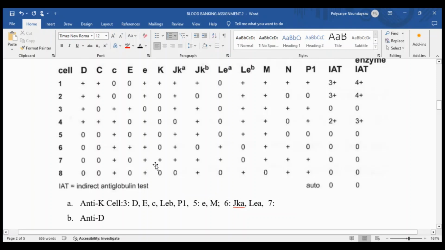Small e already out. Kell is out now. Lewis A is already out. Yes. MN, they have to stay. Yes, only in cell 7 you can remove K, I mean capital K, right? And then we go to cell number 8, the last one.